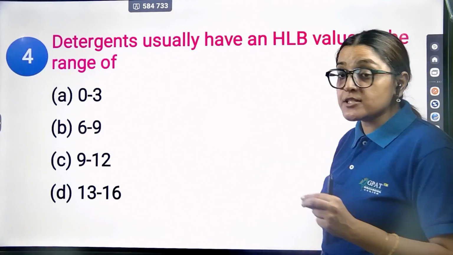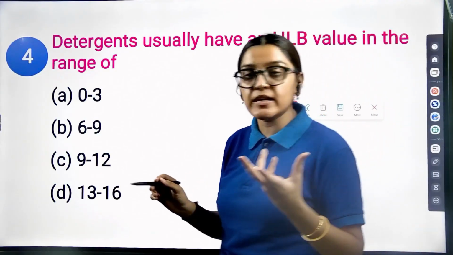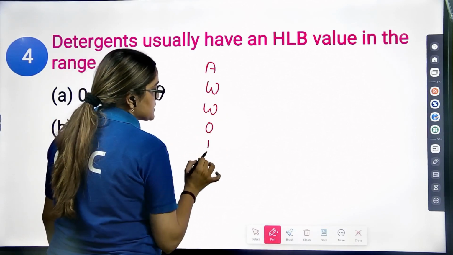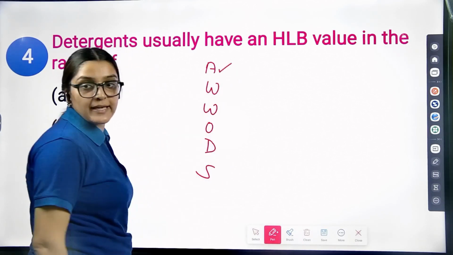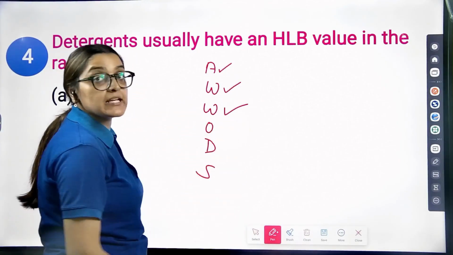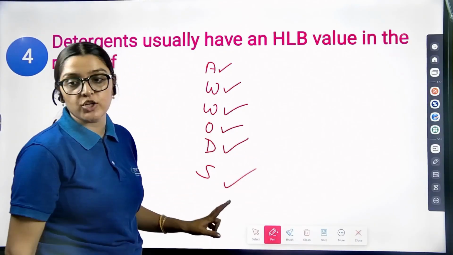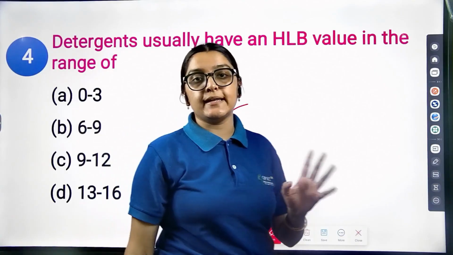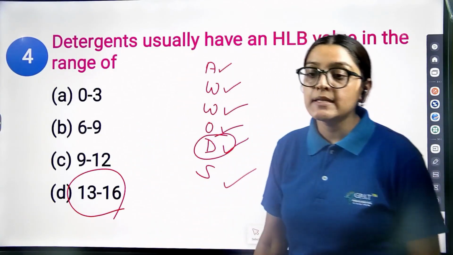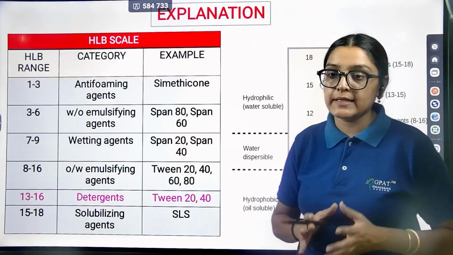Right. Next. Detergents usually have the HLB value in the range of? So for this you must remember the trick I have told you for categorizing this. We have antifoaming agents, we have water in oil emulsifiers, we have wetting agent, we have oil in water emulsifying agent, then we have detergent, and then we have solubilizing agent which was around 18 to 20. So we are left with our detergent that will be around 13 to 16. So this is the easiest way you can remember all this classification, right?